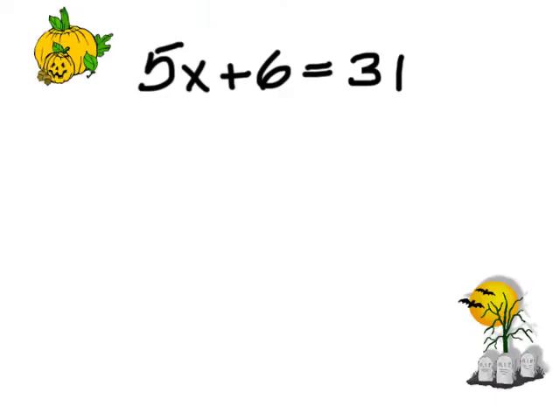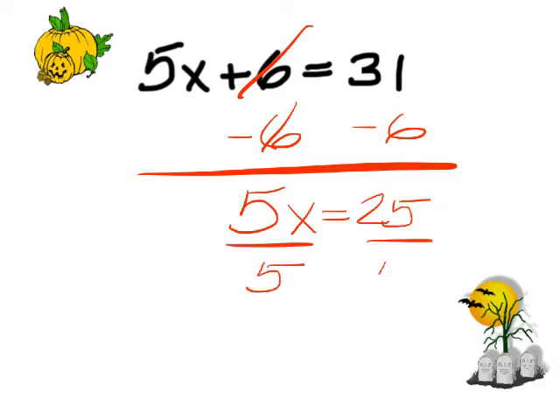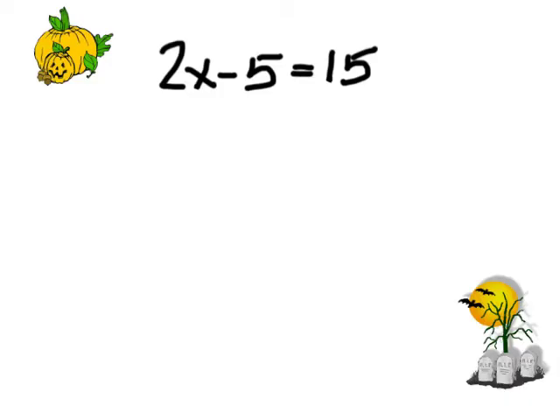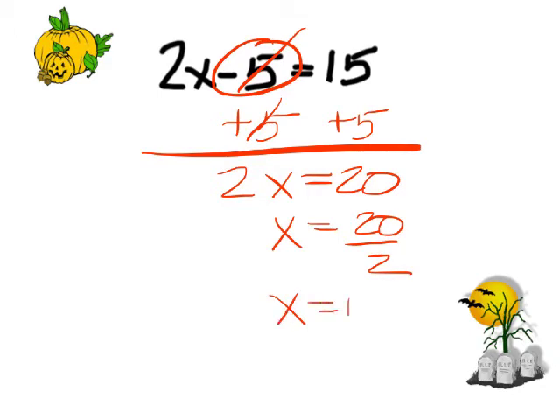Practice problem number 1. On the practice problem, subtract 6 from both sides. These cancel. You're left with 5x equals 25. Divide both sides by 5, and you come up with 5. Bonus problem number 1. On the bonus, you must add 5 to both sides, which is the opposite of this. These cancel out, and you're left with 2x equals 20. Divide 20 by 2 to get 10.